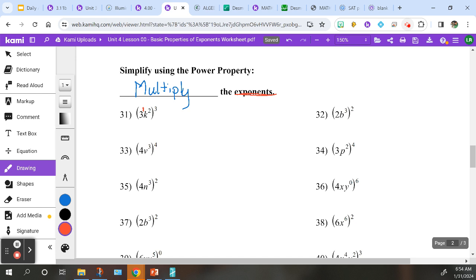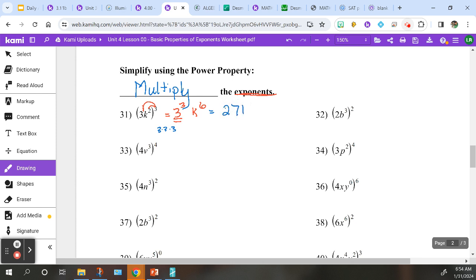So when I'm doing my work, I should have a 3 and a k written right now. Okay, and now I'm going to put the exponents on. So 1 times 3 is 3. So I have 3 to the third for the k. 2 times 3 is 6. And then the only thing I would have left to take care of is 3 to the third power. Remember, 3 to the third power means 3 times 3 times 3. And 3 times 3 times 3 is 27. So this would be 27 k to the 6.